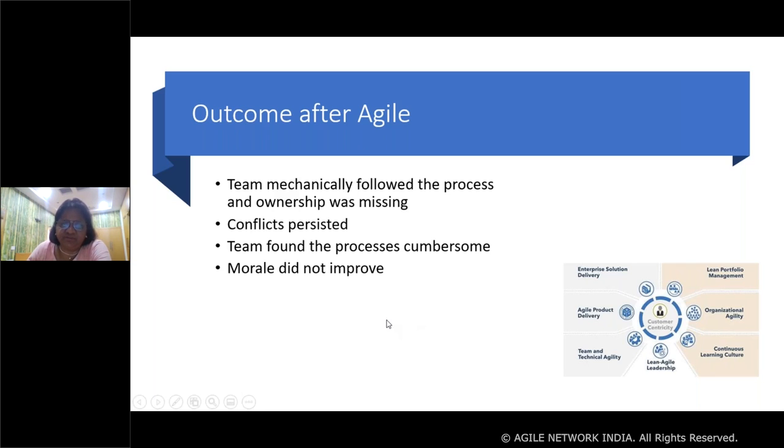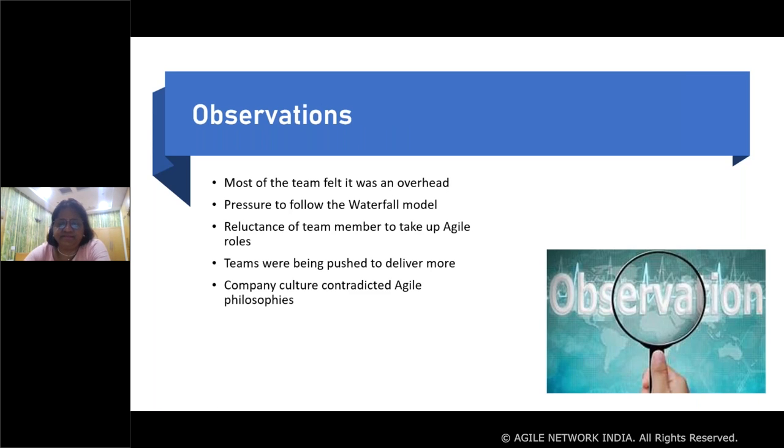But the team still found the process very cumbersome and the morale did not improve. So we were trying to brainstorm to find out what we did wrong. We did some surveys, we interacted with the team, and then we found that most of the team felt it was actually an overhead to do agile.